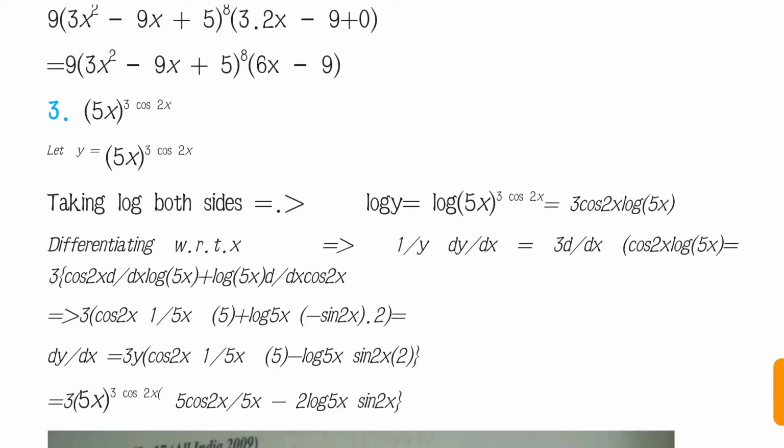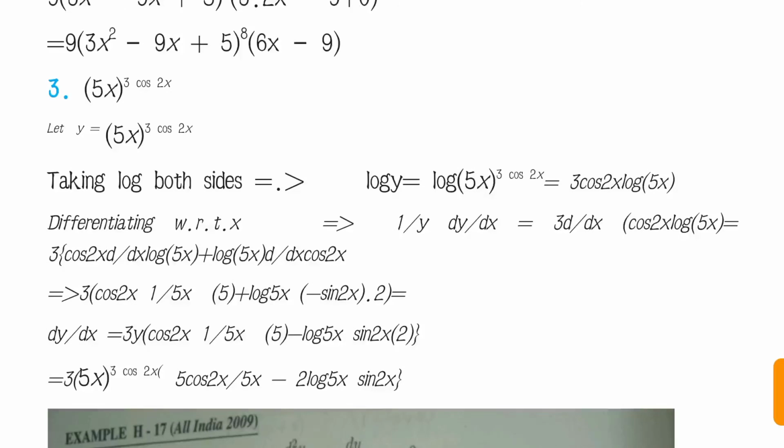So this is equal to 3 into cos 2x, and differentiation of log 5x is 1/(5x), and into differentiation of 5x, that is 5, plus log 5x, differentiation of cos 2x, that is minus sin 2x, and into differentiation of 2x, that is 2. So we get 1/y dy/dx is equal to 3 [cos 2x · (1/(5x)) · 5 + log 5x · (−sin 2x) · 2].